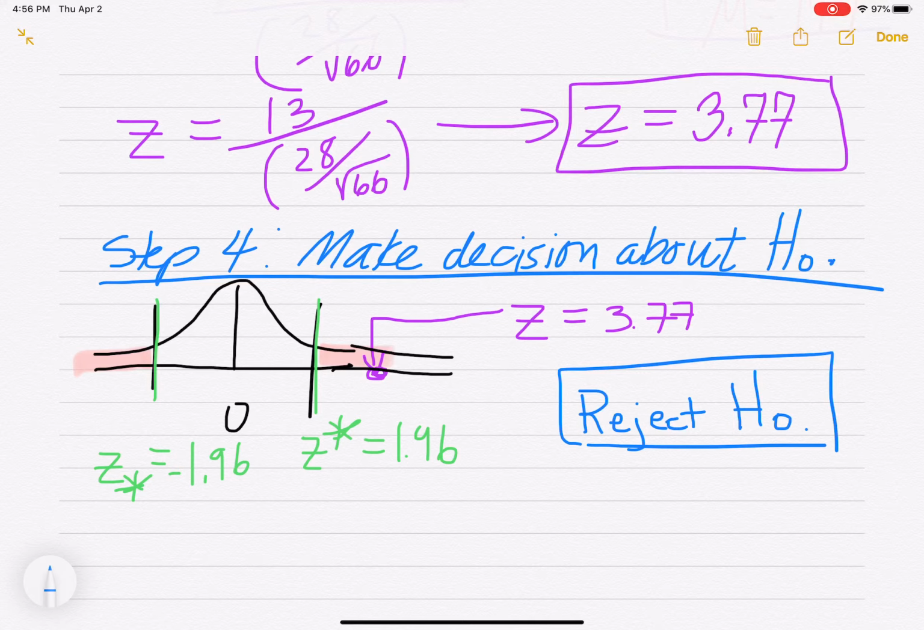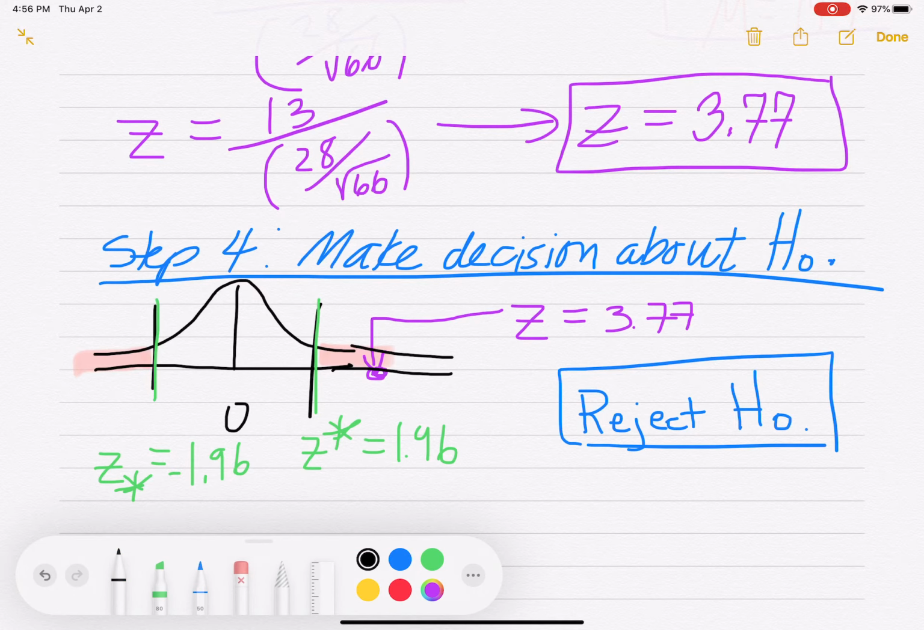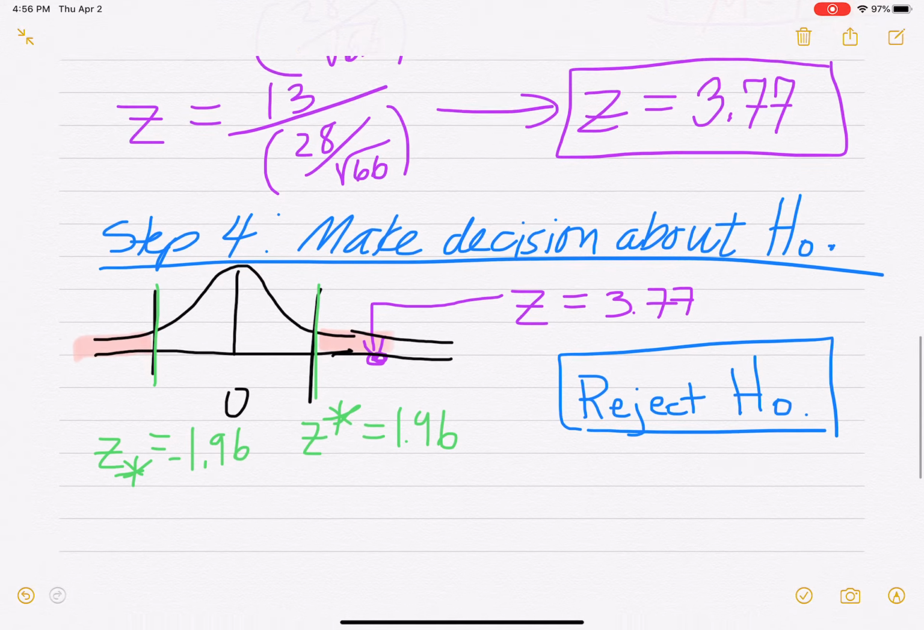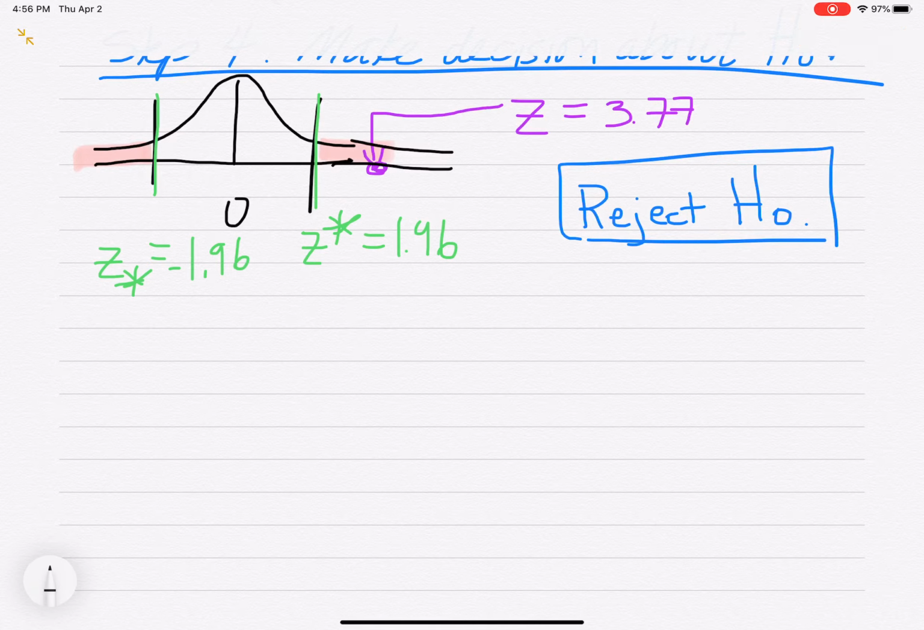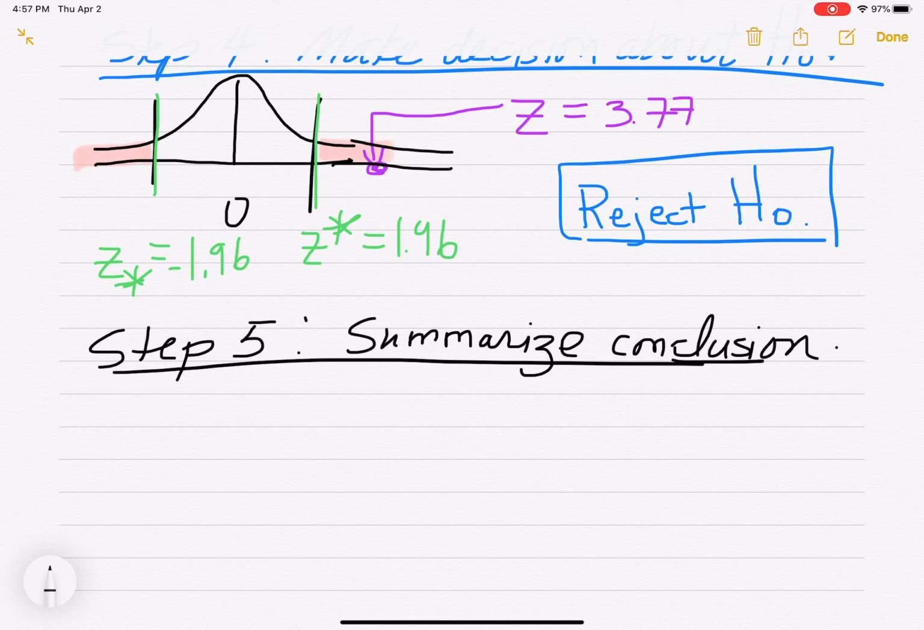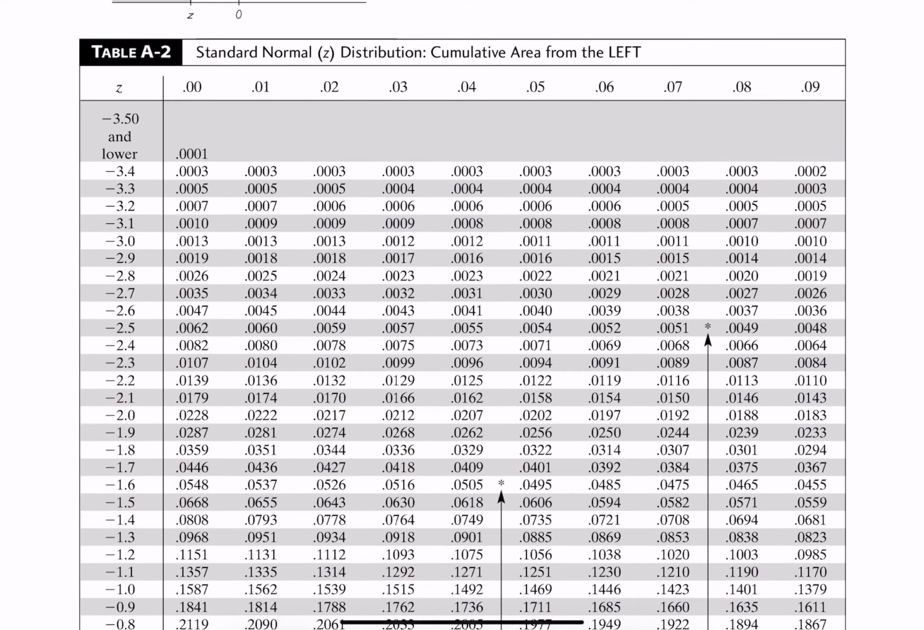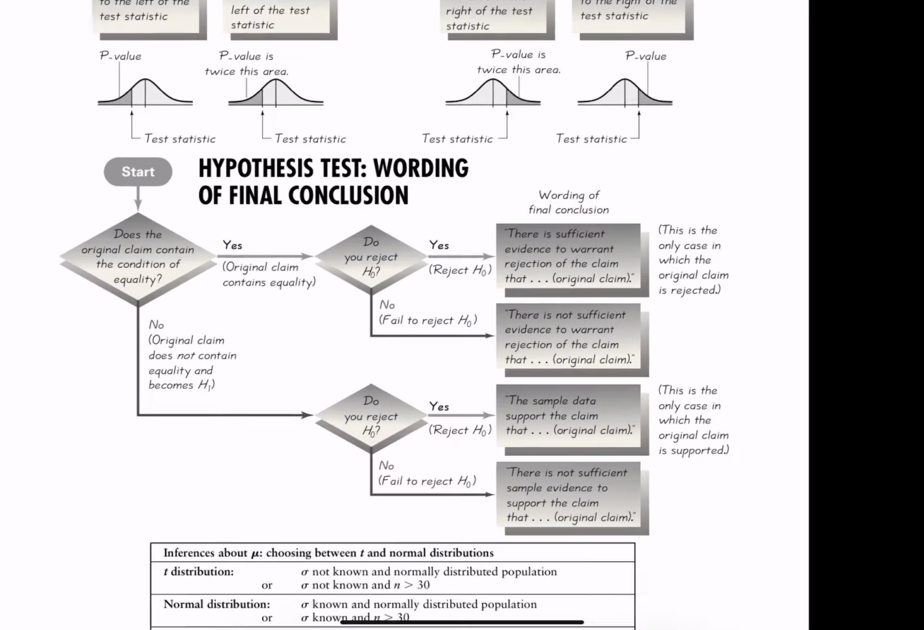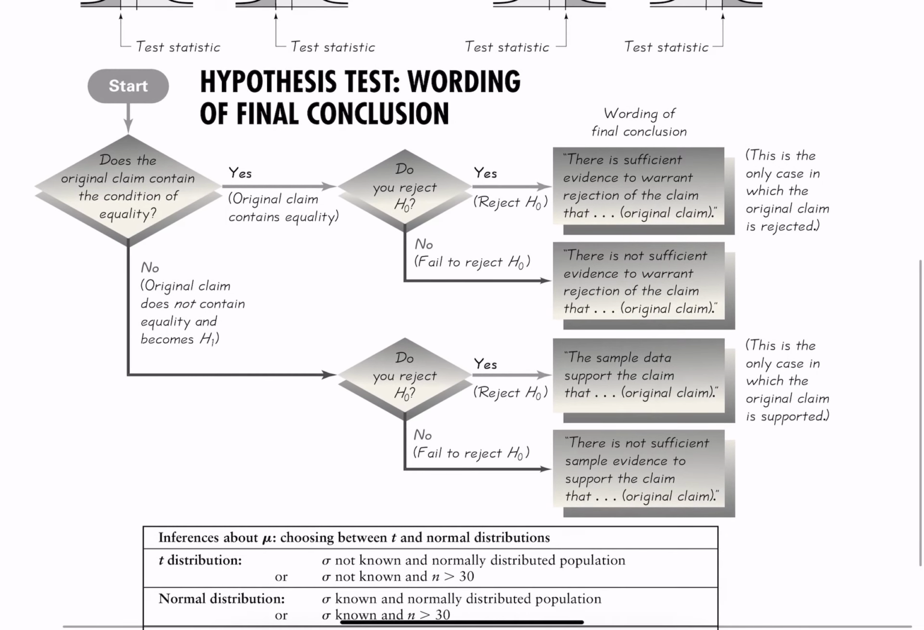Okay. So all we have to do is finalize this by summarizing our conclusion. Step 5. Summarize conclusion. So to get the wording correct on that, what you can do here, you can use this little document, our wording sheet. It's called hypothesis test, wording of final conclusion.